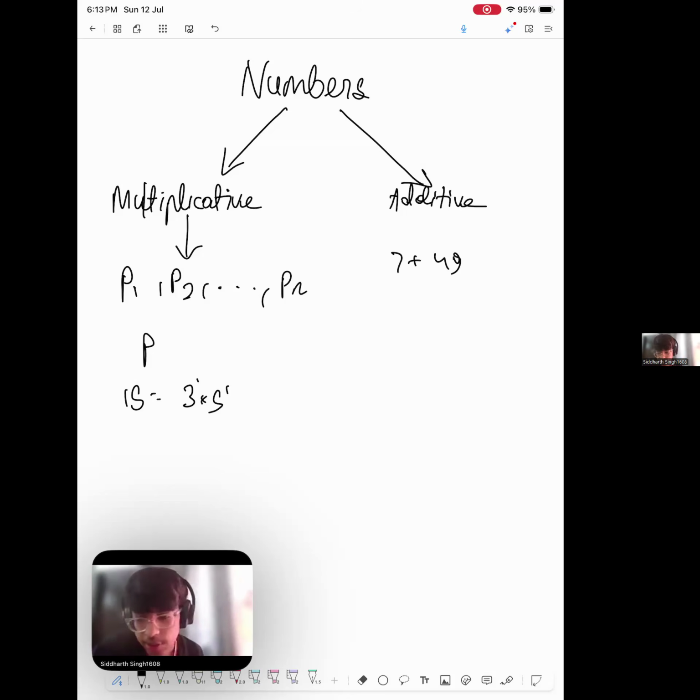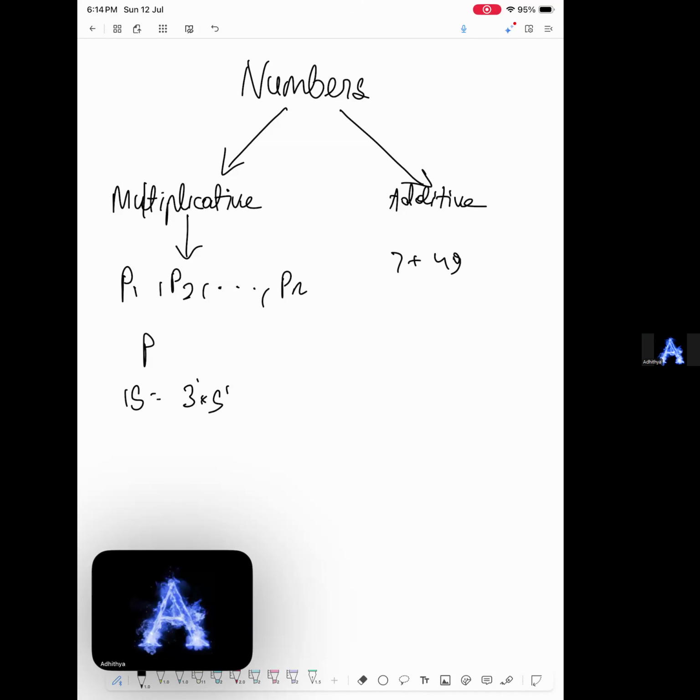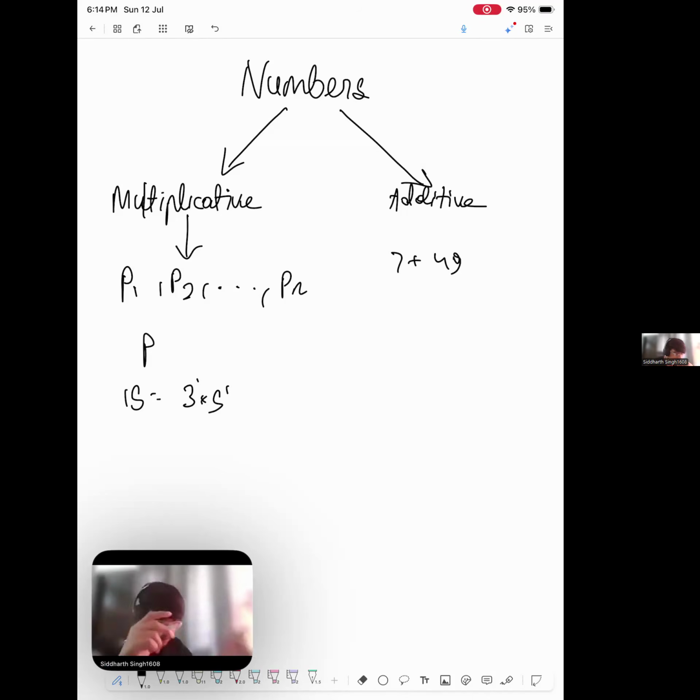Can anyone speak up about what, I know this is a pretty niche application, but what could we expect after the addition of this? Suppose we had something like 7 plus 49. Is there something nice about the addition? Anyone? You can get a multiple of 7. Exactly, yep. What you did right now is basically jump from the additive, algebraic thing to the number theoretic aspect.